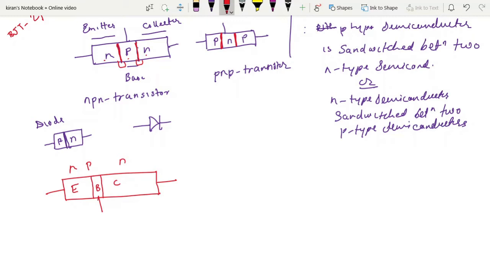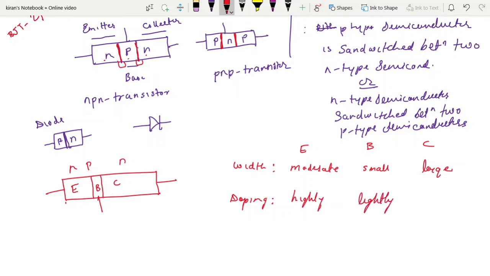So the width of emitter is moderate. So if I am talking about width, this is emitter, base and collector. The width of emitter is moderate. Width of base is small and width of collector is large. If I am talking about the doping concentration, then emitter is highly doped, base is lightly doped and collector is moderately doped.